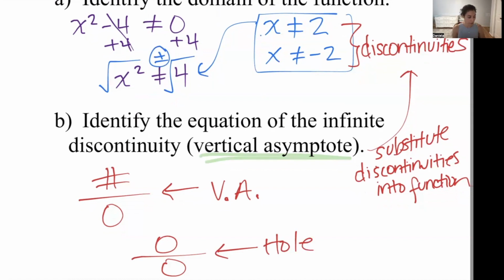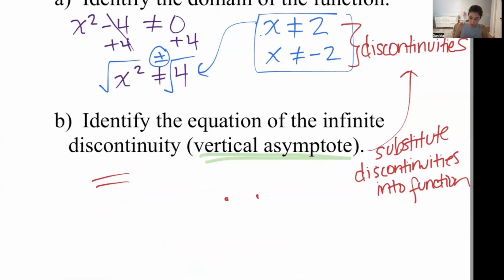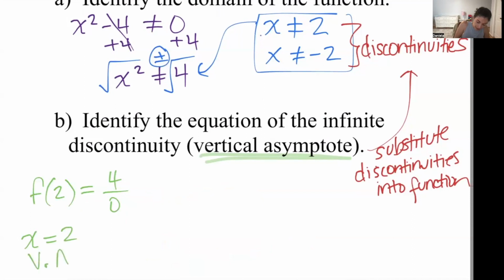And that is actually what part C is asking. So this is what we are looking for. For part B, we're looking to see which one of those, when I plug it into the function, gives us some number over 0. And actually, when I did that check before, remember when I substituted 2 into the function and we got 4 over 0? That is a number over 0. So actually, we know that there is a vertical asymptote at the x value 2.